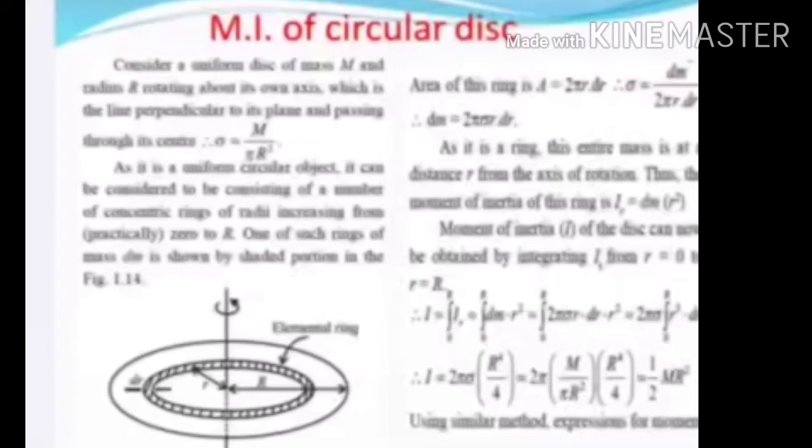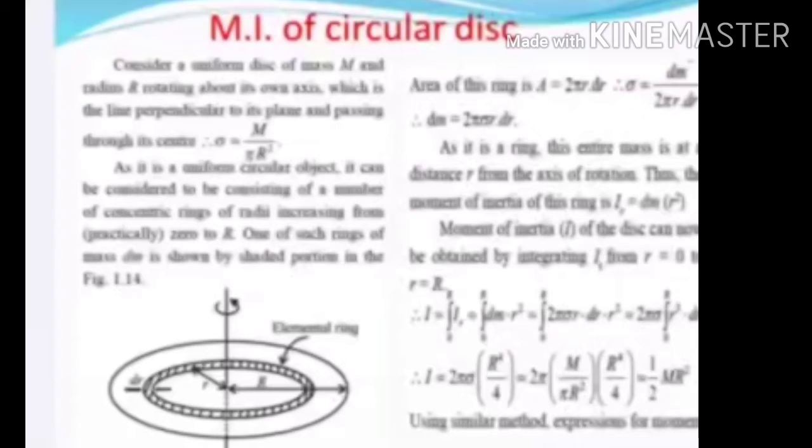Now let us consider this circular disc consists of a number of concentric rings of different radius increasing from 0 to R. Now let us consider one such ring of mass dm, and the thickness of this ring is dr.